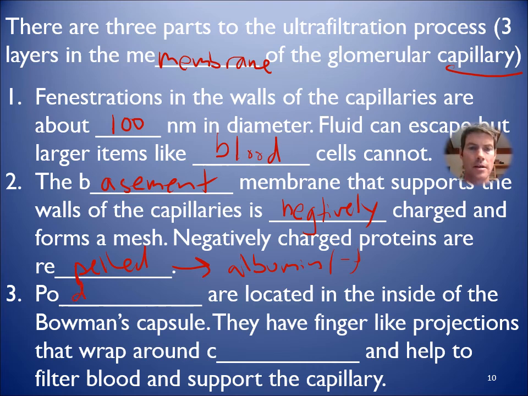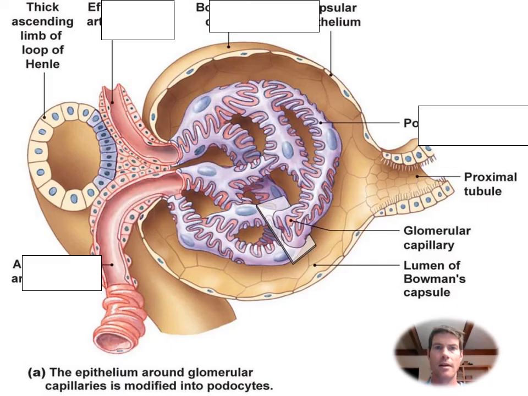These cool things called podocytes. You should really check out the really cool electron micrograph. I'm looking at the book here on page 490. Shows those, and a really interesting, fascinating shape. And they have these finger-like projections that wrap around the capillary and support it and help to filter the blood.